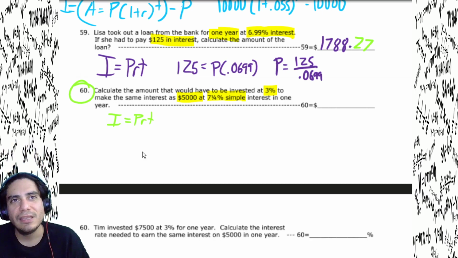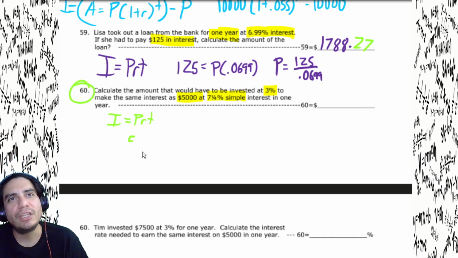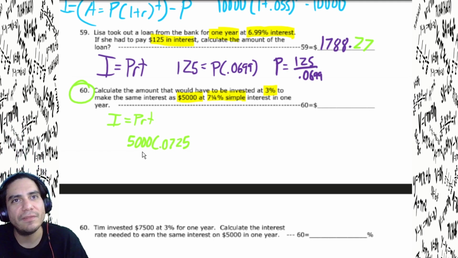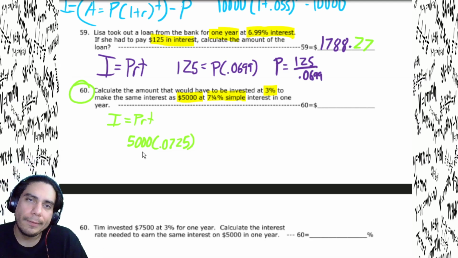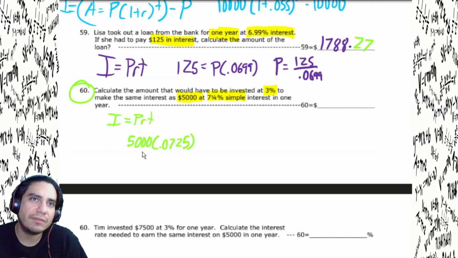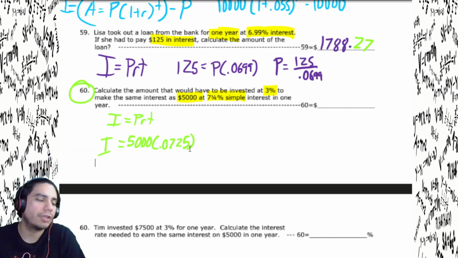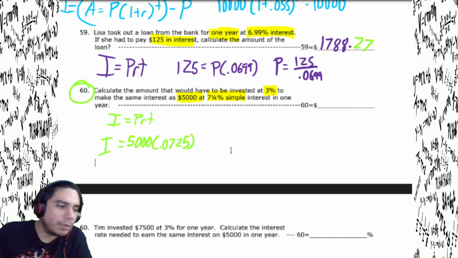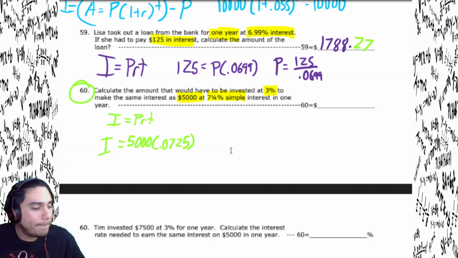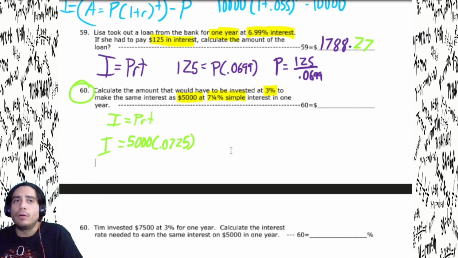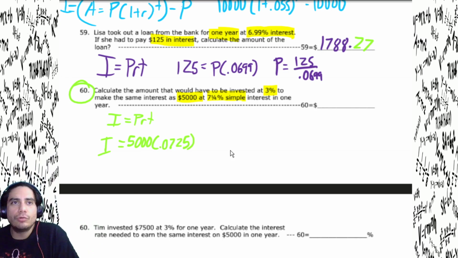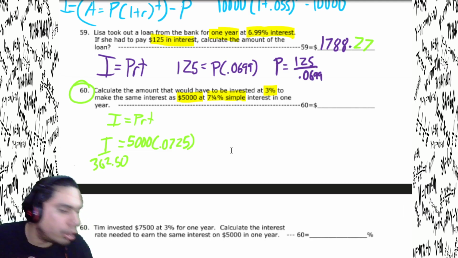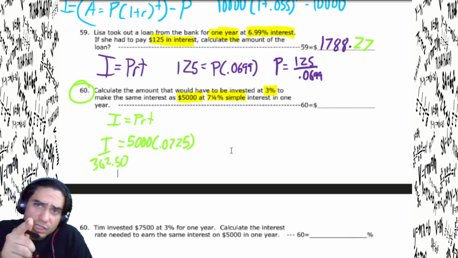In any case, we're going to have to work forwards. We figure out our principal of $5,000 multiplied by 0.0725. I could put the 1 there, but we don't need to. That's going to give us our answer in interest. Let's do it: $5,000, 0.0725, hit multiply. My interest should be about $362.50. That's how much money was earned in interest in that 1 year.